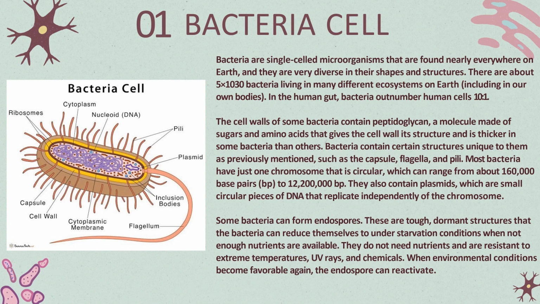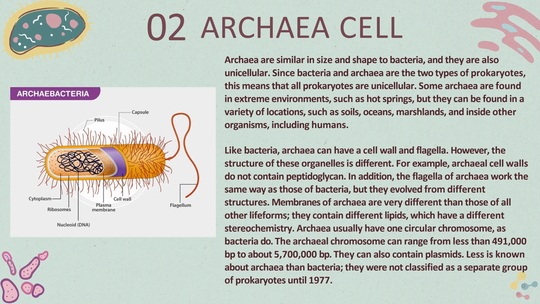The second example is the archaea cell. Archaea are similar in size and shape to bacteria, and they are also unicellular. Since bacteria and archaea are the two types of prokaryotes, this means that all prokaryotes are unicellular. Some archaea are found in extreme environments such as hot springs, but they can be found in a variety of locations, such as soil, ocean, marshlands, and inside other organisms. That includes humans.